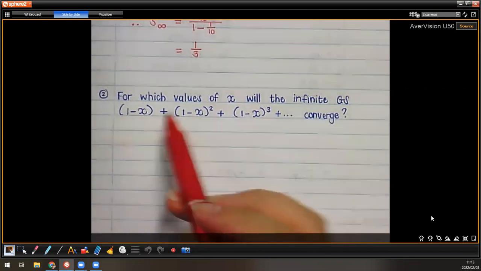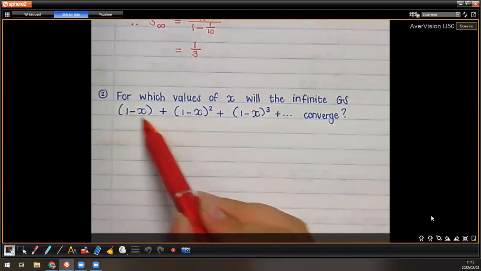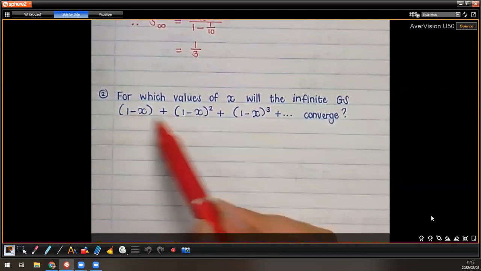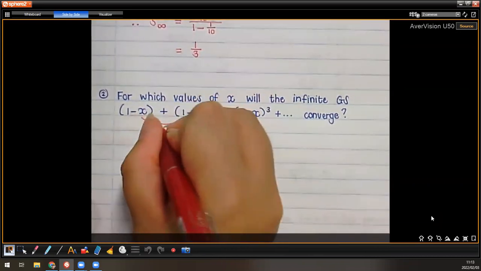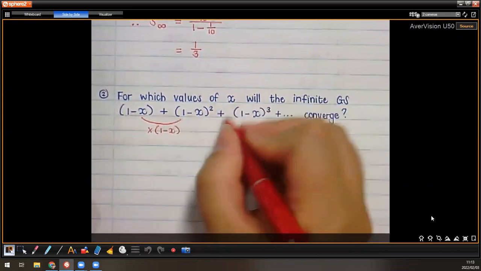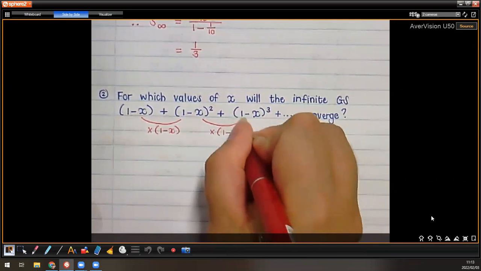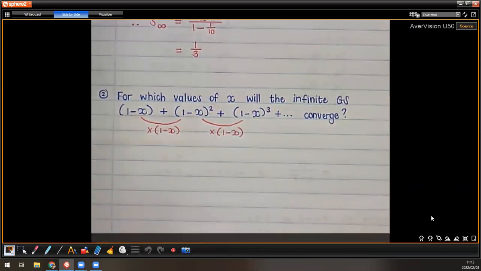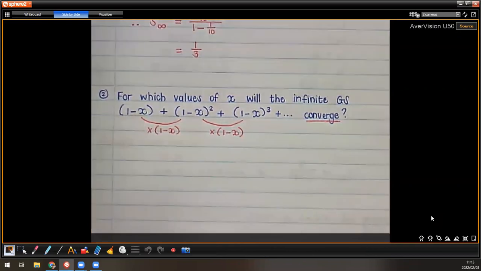Now guys, they're giving us a series, right? Can we notice from this what the ratio is at the moment? What am I multiplying by each time to get the next term? 1 minus x. Good. So the ratio here is 1 minus x. And again, from term 2 to term 3, the ratio again is 1 minus x. So even if you can just recognize that and write that down, you'll get it all. Now they're asking for which values of x will the infinite geometric series converge.